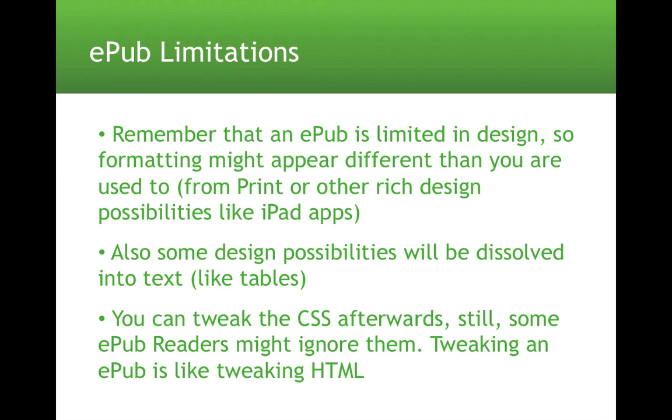A table, so 3 rows, 3 columns, 9 cells, will actually end up in 9 different components. So they won't look like a table, they will look like 9 components behind each other. If you want a table in there, why don't you create a picture of the table, or maybe tweak the ePub later and put an HTML table in there.